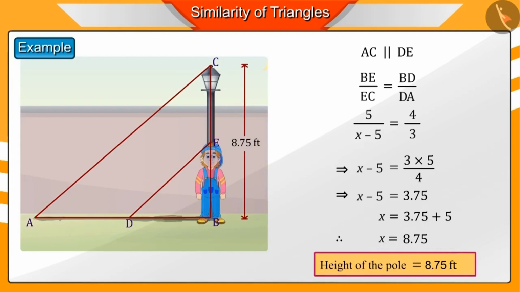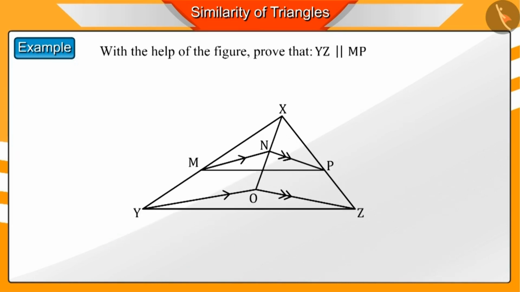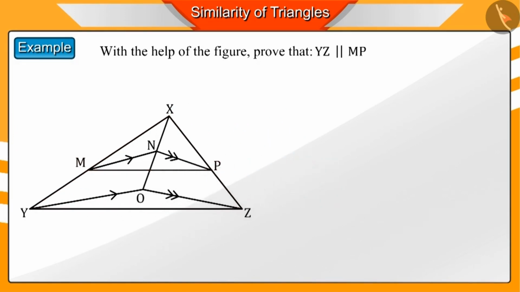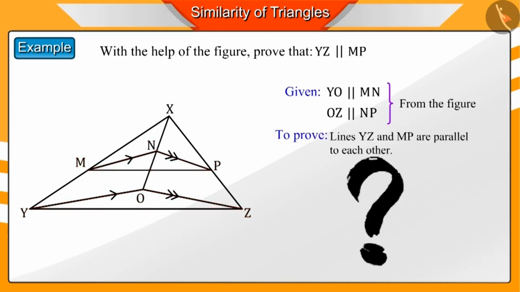In this example, you saw how we can use the basic proportionality theorem in our day-to-day life as well. Let's look at another example. With the help of this figure, prove that in triangle XYZ, lines YZ and MP are parallel to each other. What can you tell by looking at the figure? The similar arrow marks in the figure indicate that these lines are mutually parallel. We have been asked to prove that the lines YZ and MP are parallel. How can we prove this?